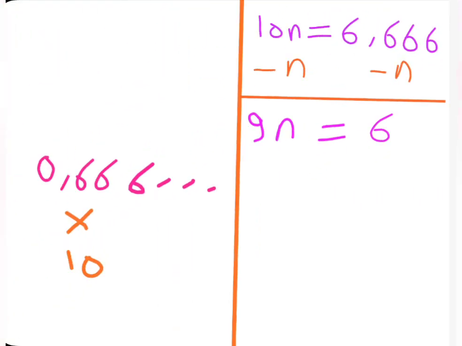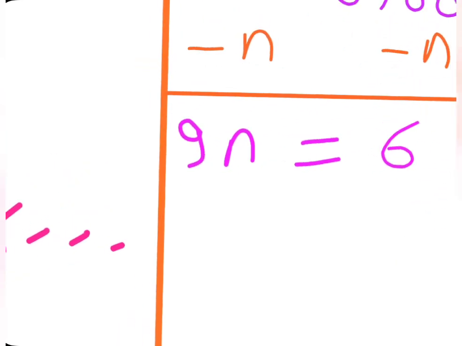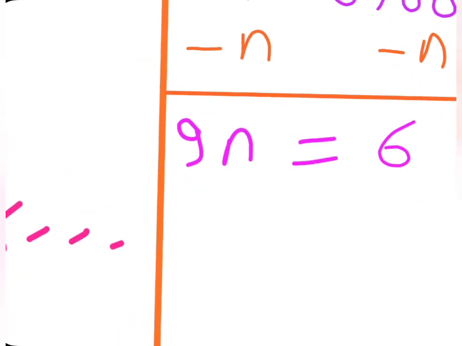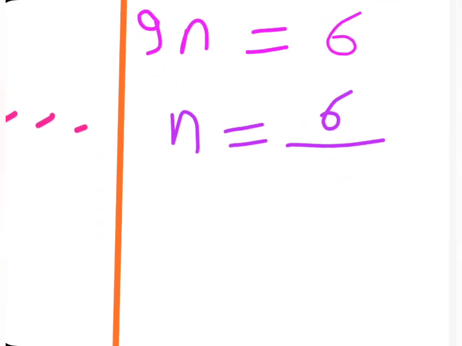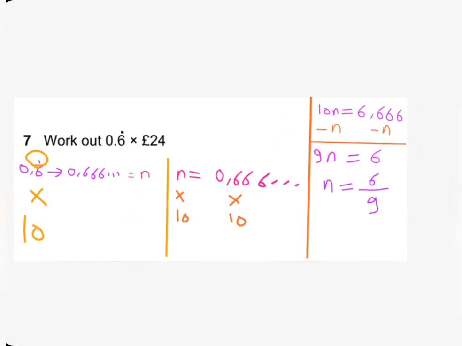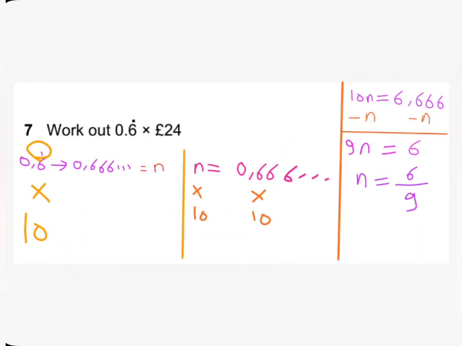Now we find n by taking the 9. The 9 is multiplied here, so I take it to the other side by dividing. It's going to be what? Very good. So n equals 6/9. And this is the fraction of 0.6 with a dot of recurring decimal on it. And then we take 6/9 multiplied by 24 like we did, and the answer will be 16.